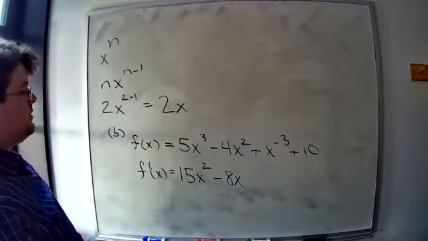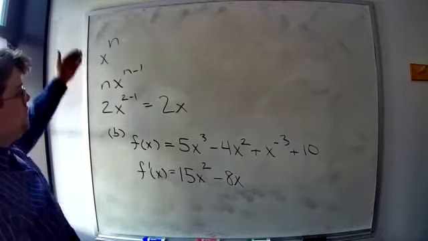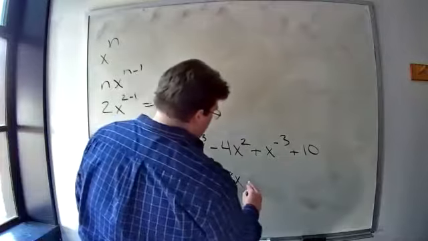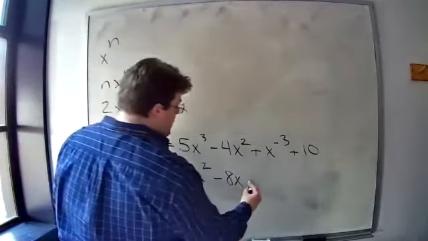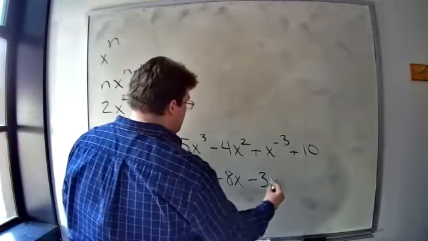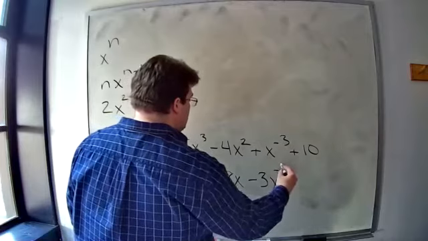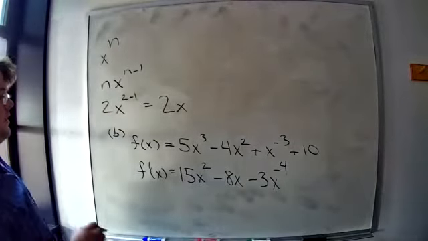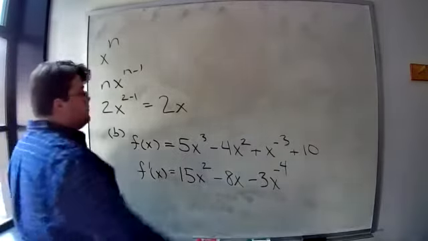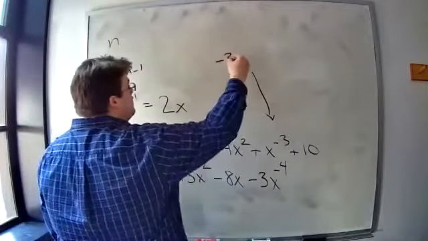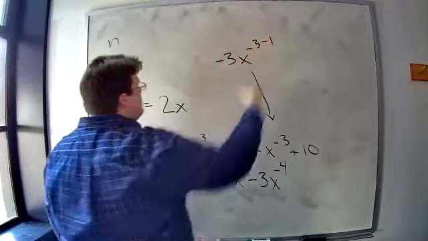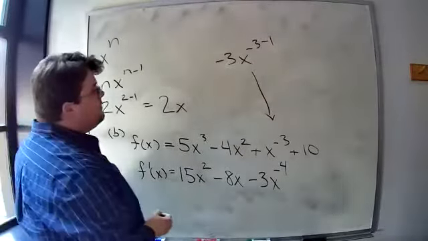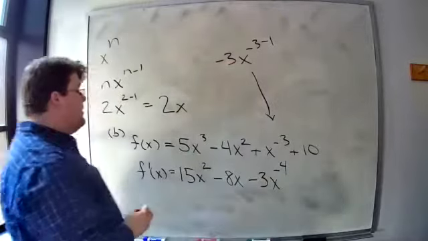Okay, next we have x to the -3. Well, again, that's x to a number, so we can use the power rule. That tells us what? x to the n has derivative n x to the n minus 1. So we have -3x to the -3 minus 1. -3 minus 1 is -4.